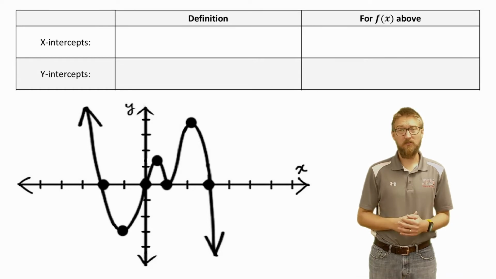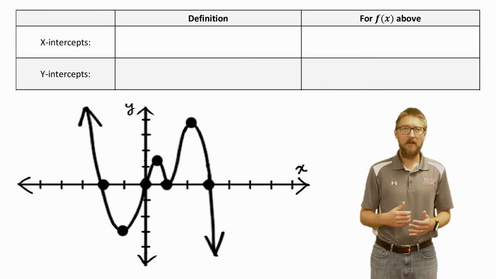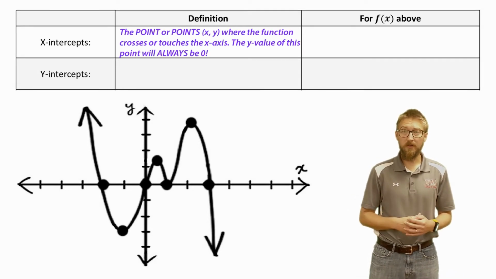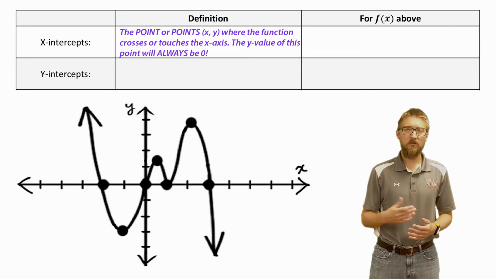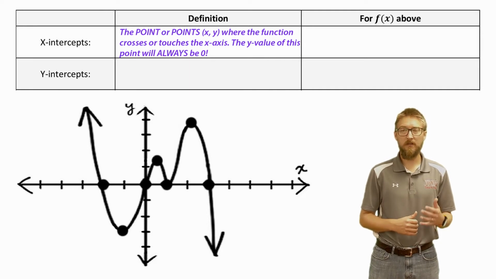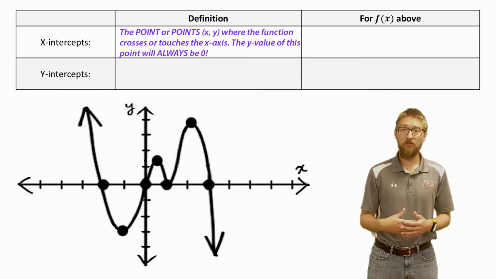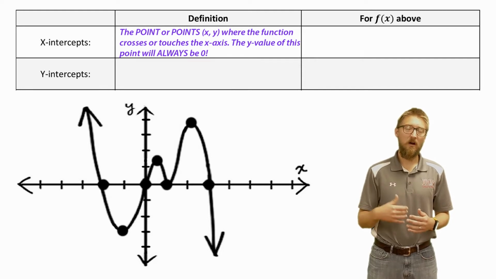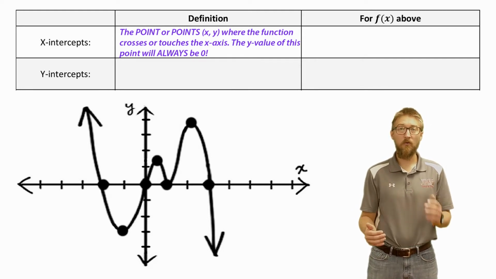It's called x-intercepts. If we're defining that, that's the point, or potentially points, there could be multiple, where the function crosses or touches the x-axis. Now, the y value for these places will always be 0. That means the height will be nothing. It never leaves the x-axis. And you have to remember with these, points are (x, y).